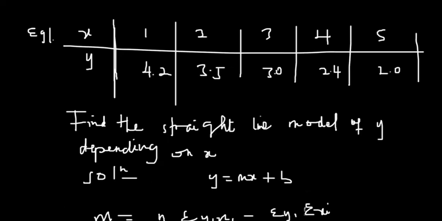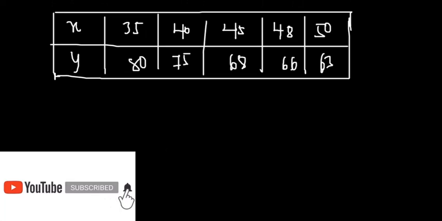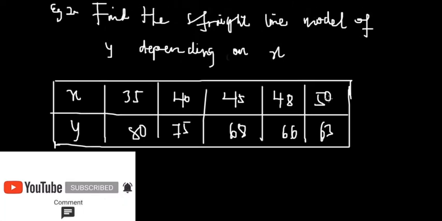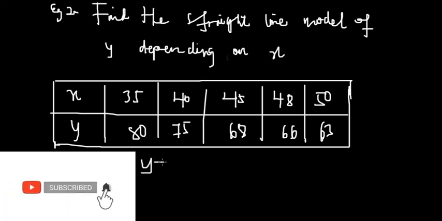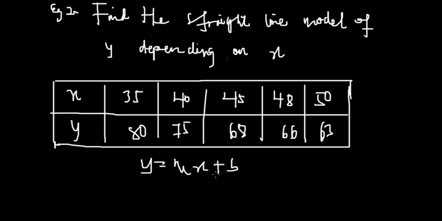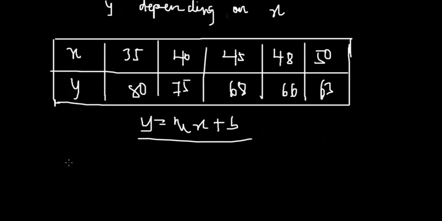So let's take the second example and then we call it a day. So we have the second example over here. We have to find the straight line model of y depending on x. Again, we are finding the model of y depending on x. Same expression.